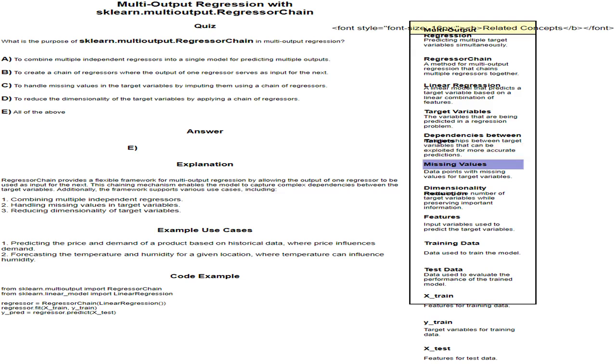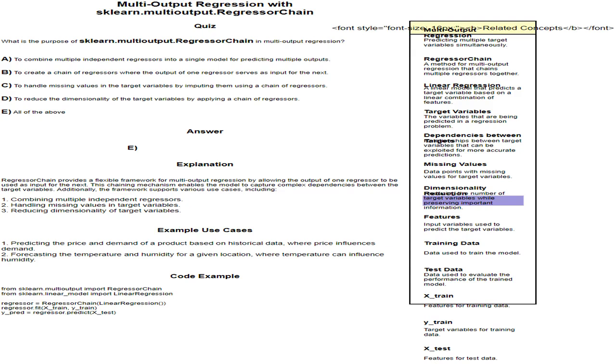Missing values: data points with missing values for target variables. Imagine a dataset of customer orders where some orders have missing delivery dates. The model can use the relationships between other variables like order size, product type, and shipping address to estimate the missing delivery date.